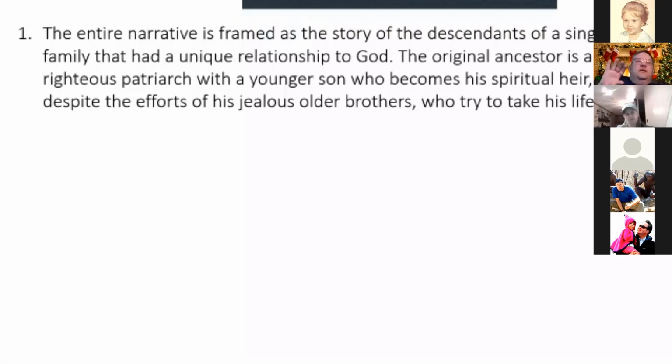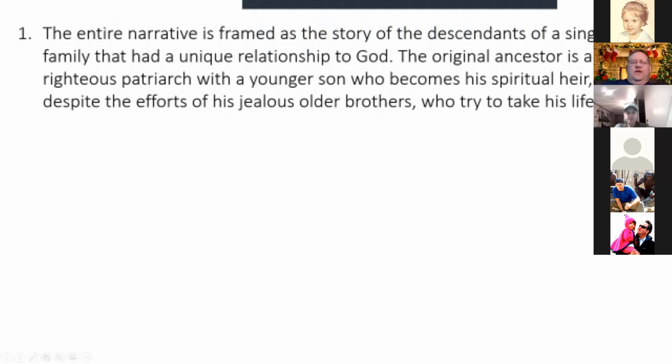And if I have done this correctly, the following seven things should apply to both books equally. As you listen to these, they are like "young boy in search of father has adventures" narratives that are equally applicable to the Book of Mormon and to the Bible. First, the entire narrative is framed as the story of the descendants of a single family that had a unique relationship to God. The original ancestor is a righteous patriarch with a younger son who becomes his spiritual heir, despite the efforts of his jealous older brothers who try to take his life.